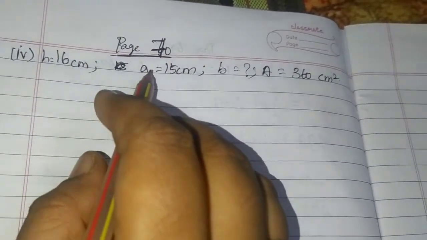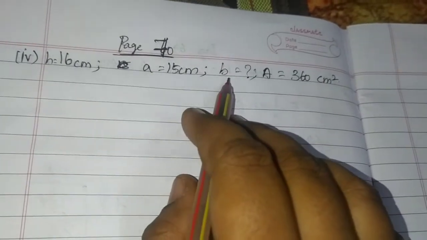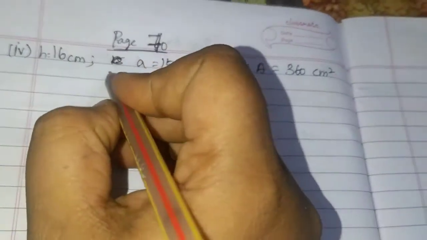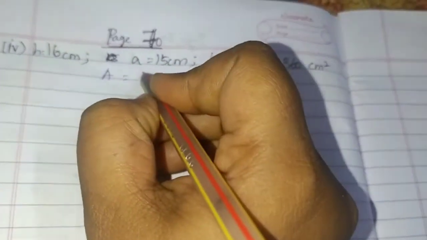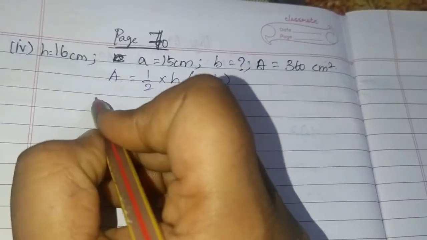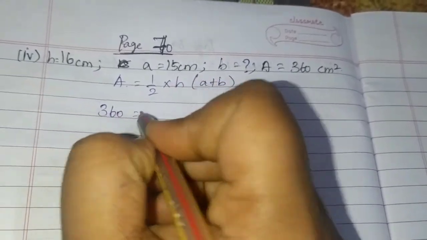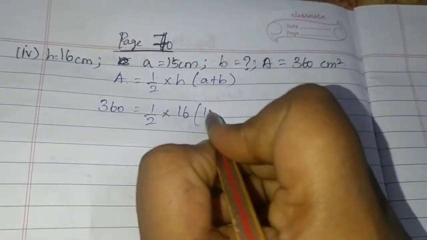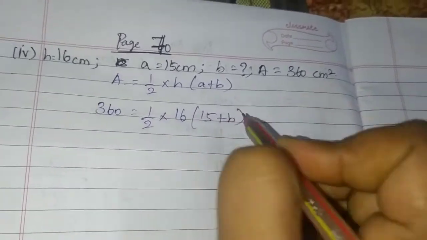They given the h, a and capital A. We have to find the b value. So I'll write it here. A equal to half into h into a plus b. Okay, capital A value is 360 equal to half into h value is 16. a value is 15. We don't know the b value.